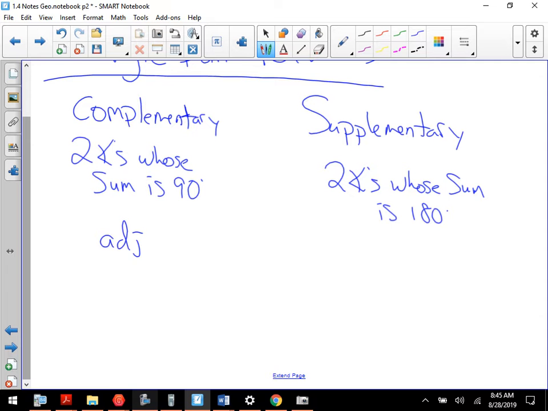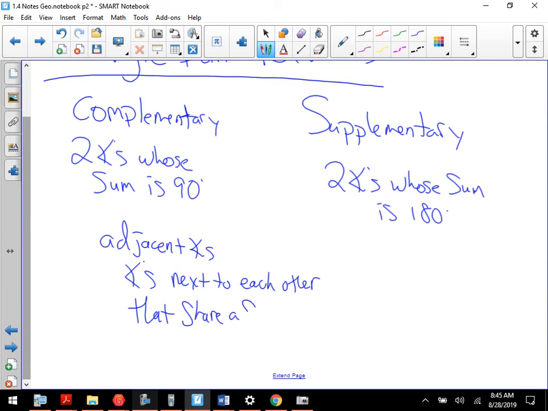Adjacent angles are angles next to each other that share a side. Remember, sides that are parts of angles are rays. So think of it this way: these are angles that are next to each other, that share a ray. Okay. Please stay off your phone. Thank you.